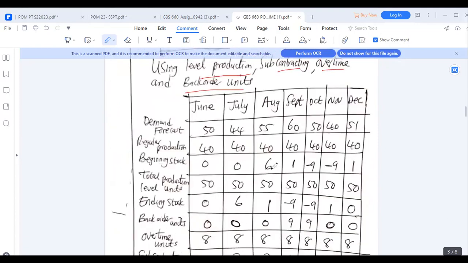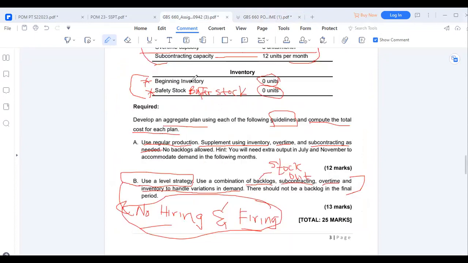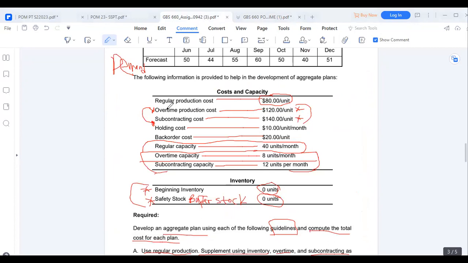And of course, what happens next? It is cheaper to allow overtime. Overtime is cheaper because the overtime is $120 per unit, and overtime is 8 units per month. Subcontracting is 12 units, but it is expensive to subcontract.